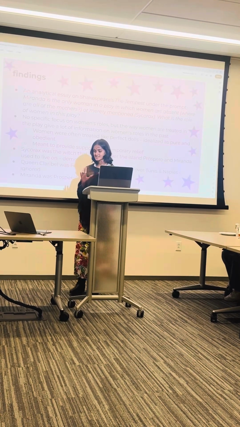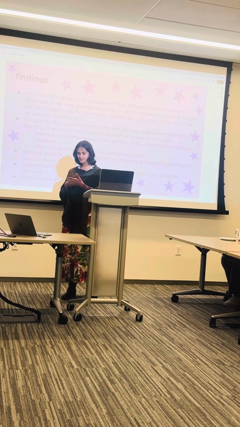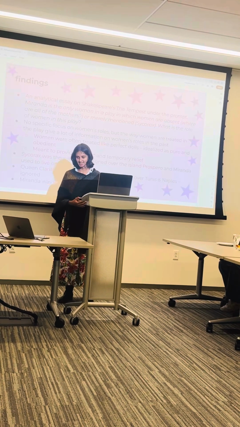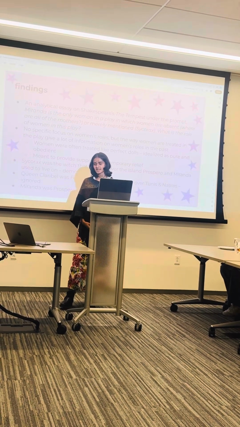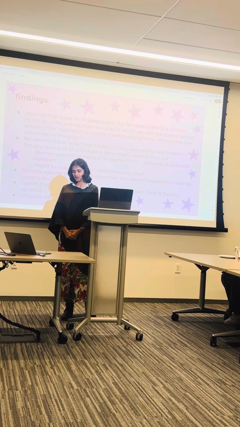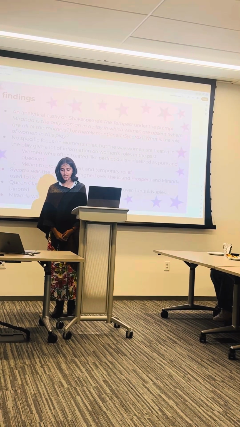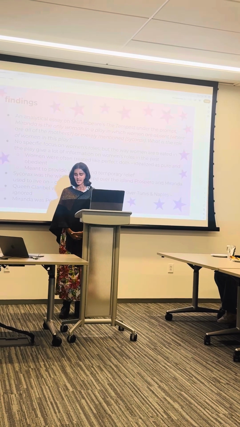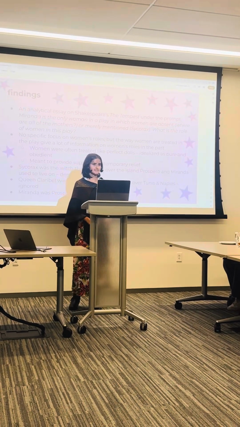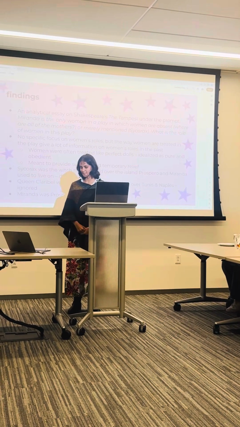Sycorax was meant to be the witch that reigned over the island that Prospero and Miranda used to live on. Queen Claribel was Ferdinand's sister, who reigned over both Tunis and Naples. Miranda was Prospero's daughter, and each in their own different ways, they were brought down.